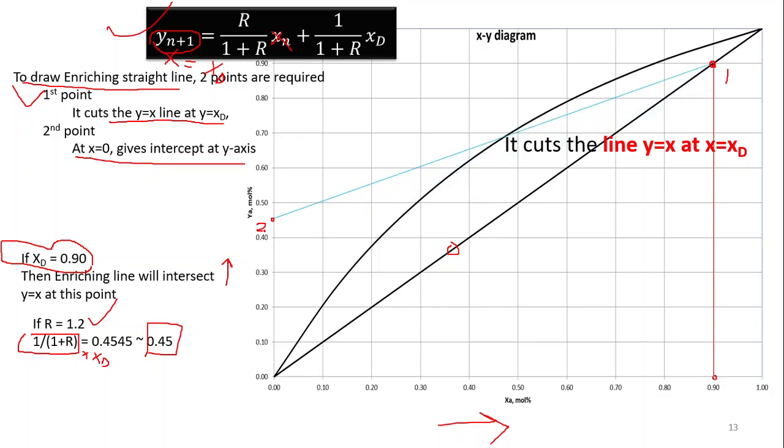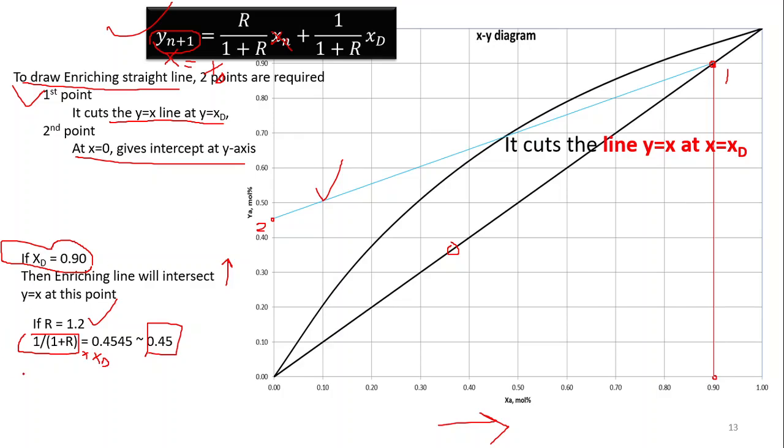Now join these points, and this gives the enriching line. In this way we can find the enriching line on the XY diagram. First find xd, second find the r value, and then find c, the intercept value, which can be found by putting the x value equal to 0. You can also try this on your computer to find the value.